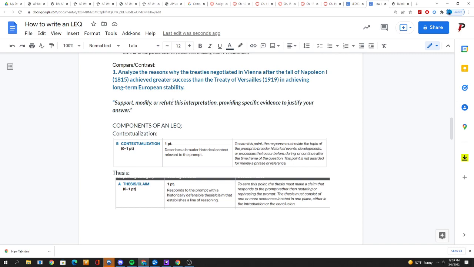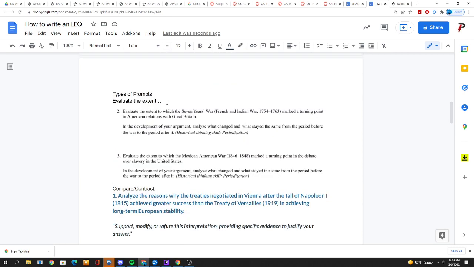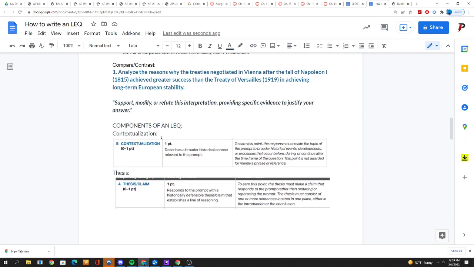So contextualization, as I'll read it off, it describes a broader historical context relevant to the prompt. Basically, it's like a backstory. Okay? So if you look at this prompt here, evaluate the extent to which the 7 Years' War marked a turning point in American relations with Great Britain, you would look at this prompt and you would provide a backstory to it. So what was happening before this event, right? And the way you approach a contextualization, and I'll explain this later in the video, is that you assume that the person that you are writing this to has no idea about your essay.